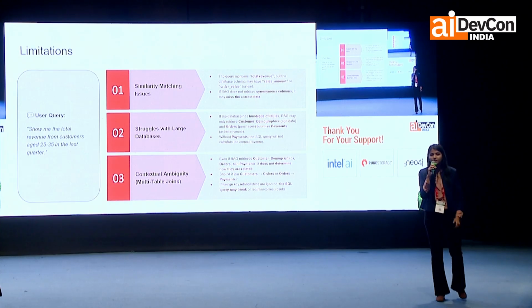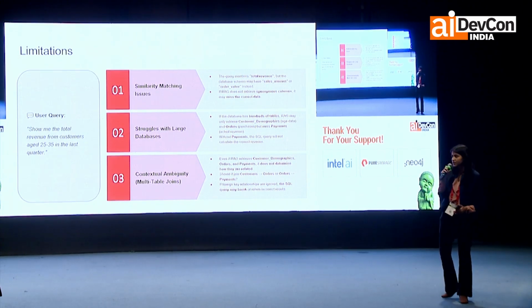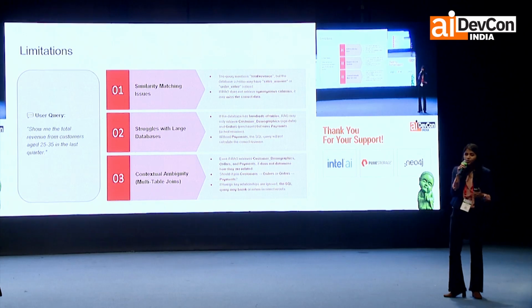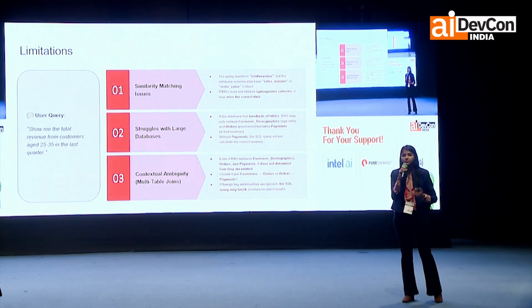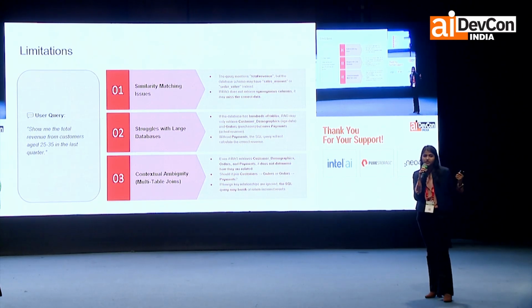RAG does the similarity matching. It also tries to find the words which are synonyms to the words in the query. But in case it fails to find the synonyms, to understand that sales amount and order value can replace the total revenue column that it is looking for, it will miss the important columns, and the SQL query generated will not be correct.